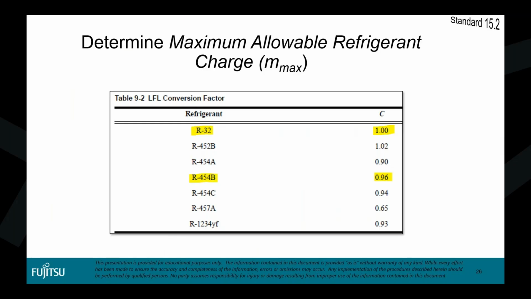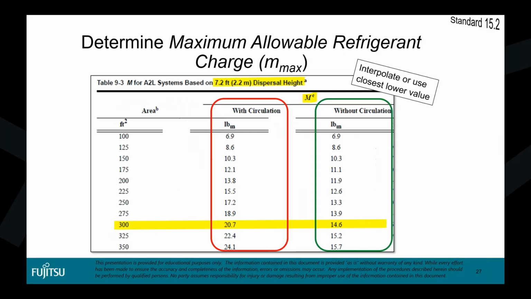454B has 0.96. And since that formula was a multiplication, it's telling me that 454B would allow a few percent less than an R32 system based on that. So that was the C factor. I can go into the table and determine the M, the maximum amount.